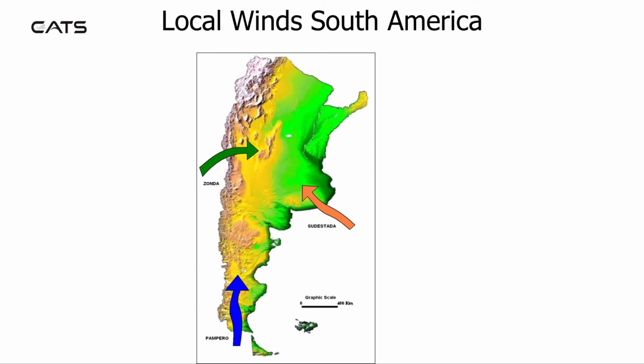Local winds for South America. These include the Zonda, the Sudestada and the Pampero.